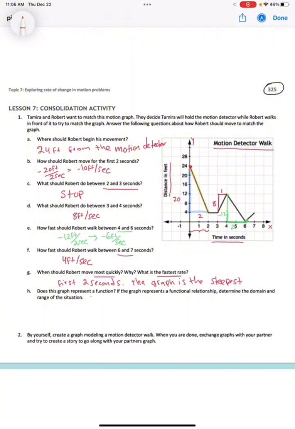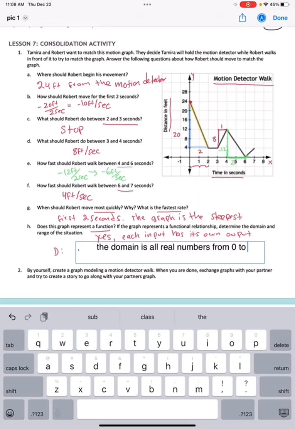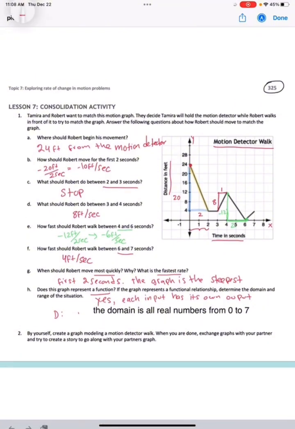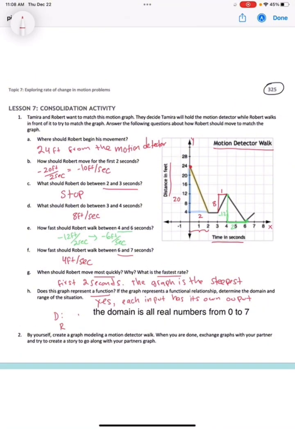Does this graph represent a function? Yes. Each input has its own output. And let's talk about the domain and range. So the domain will be from 0 to 7. What about the range? Well, the lowest point is 0 and the highest is 24, so all real numbers from 0 to 24. And that's it.